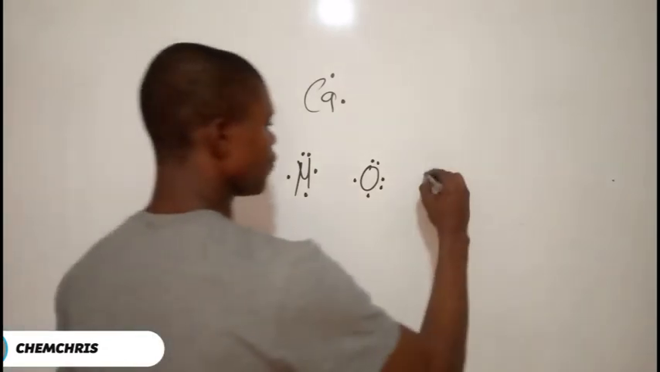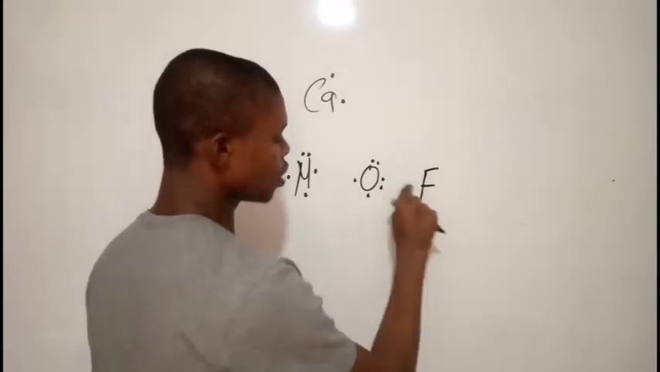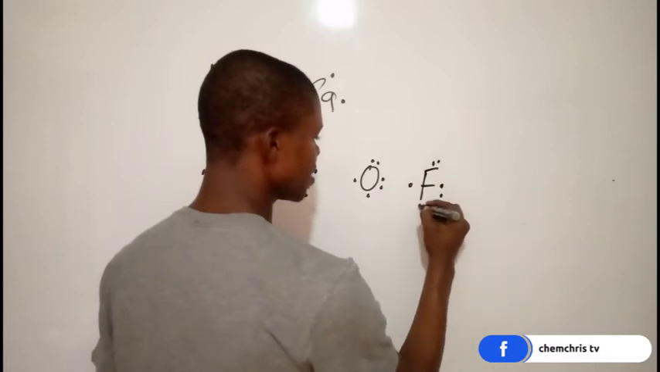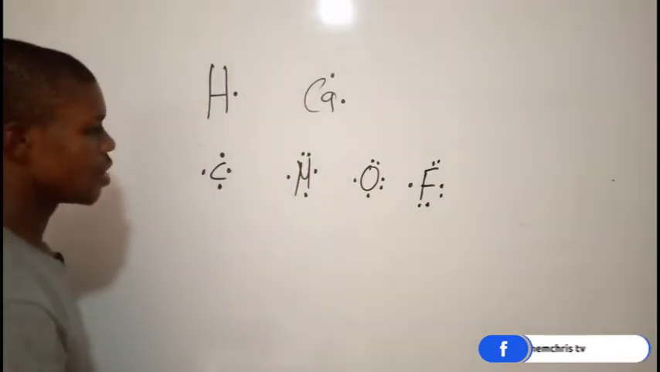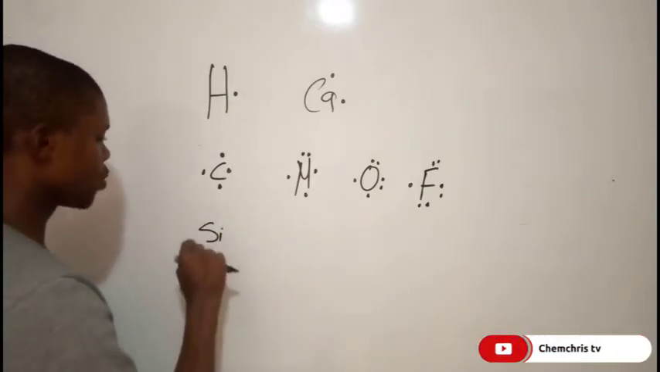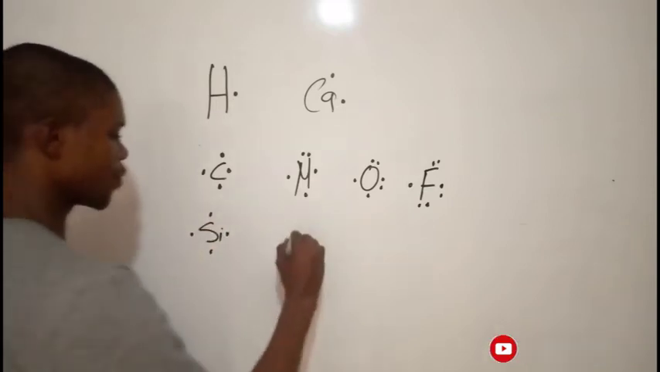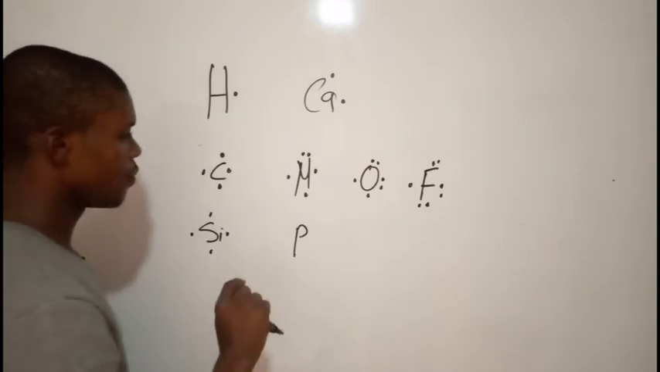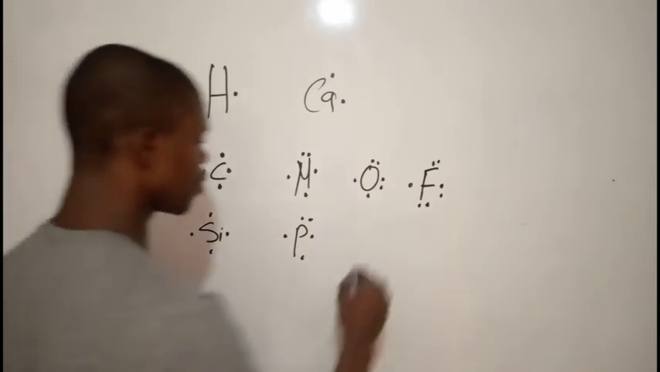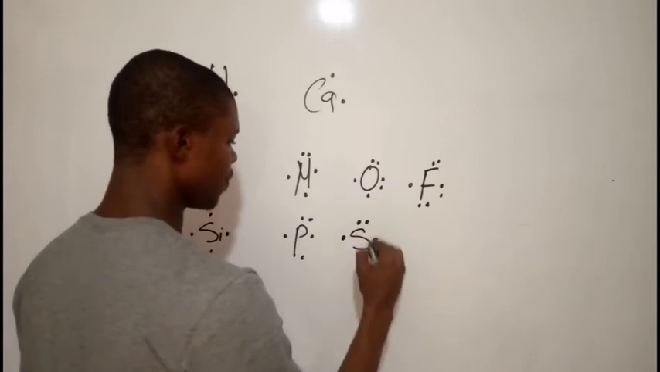Now what about fluorine? Fluorine is in group 7. So my dot structure for fluorine is going to be 1, 2, 3, 4, 5, 6, 7. You get that? As easy as that. Now what about silicon? Silicon is also in group 4. So it's going to be 1, 2, 3, 4. What about phosphorus? Phosphorus is in group 5. It's going to be 1, 2, 3, 4, 5. What about sulfur? Sulfur is in group 6. It's going to be 1, 2, 3, 4, 5, 6.